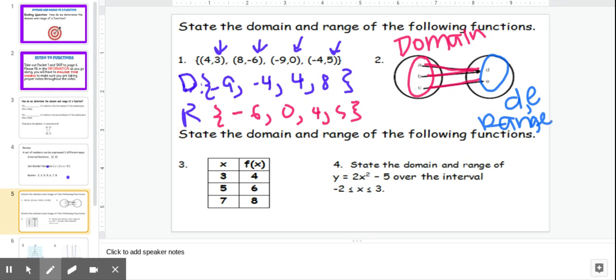So when they ask you for your domain, you would write A, B, and C. And when they ask you for the range, you're just going to write D and E. Now we're going to go down to the next one on the bottom. They want the domain and range for the following functions.